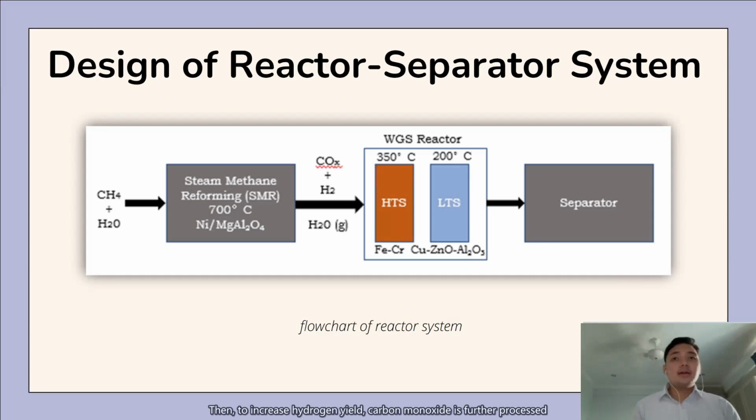Then, to increase the hydrogen yield, carbon monoxide is further processed in a WGS reactor, which comprises a high temperature shift and a low temperature shift that operate at 350 degrees Celsius and 200 degrees Celsius respectively. This reaction is assisted by iron chromium and copper-based catalysts. The remaining product is then sent to a separator for further purification of hydrogen for commercialized use.